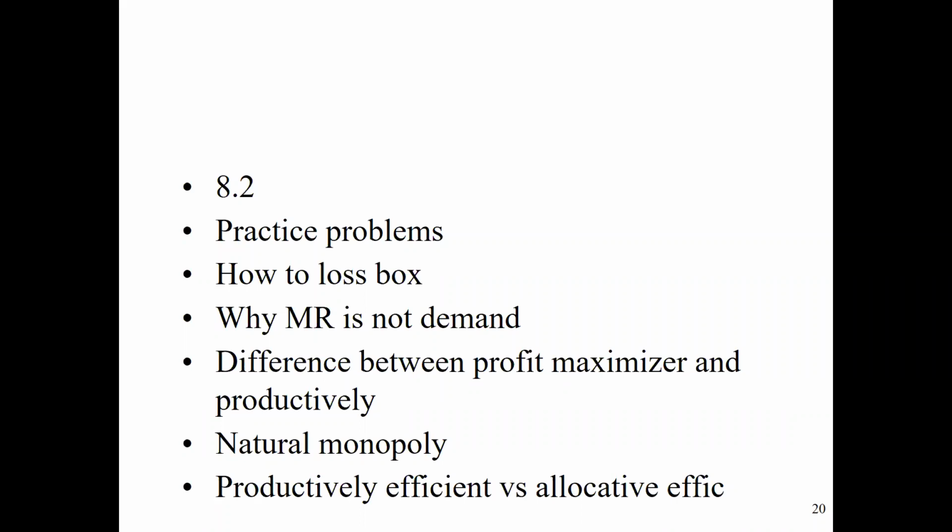Why is MR not equal to demand? Because for a monopoly to sell more units, they have to lower their price. All right, the profit maximizer is where MC crosses MR. Productively efficient is where MC crosses ATC. So this is productively efficient. All that says is producing at the least cost. The profit maximizer is producing where you make the most money or lose the least money.